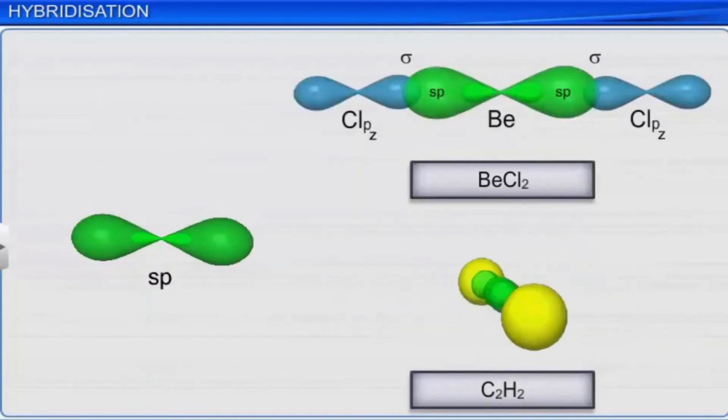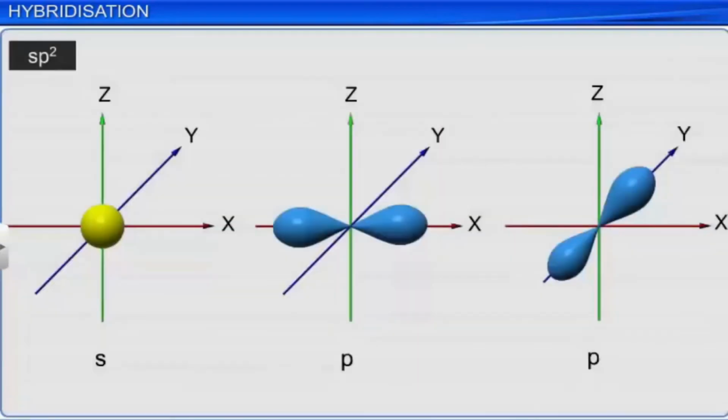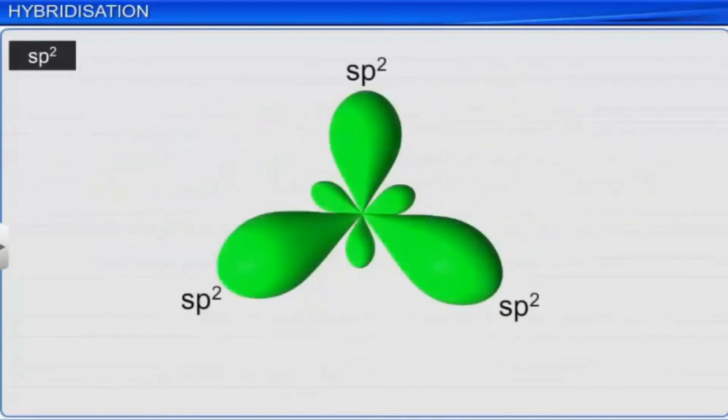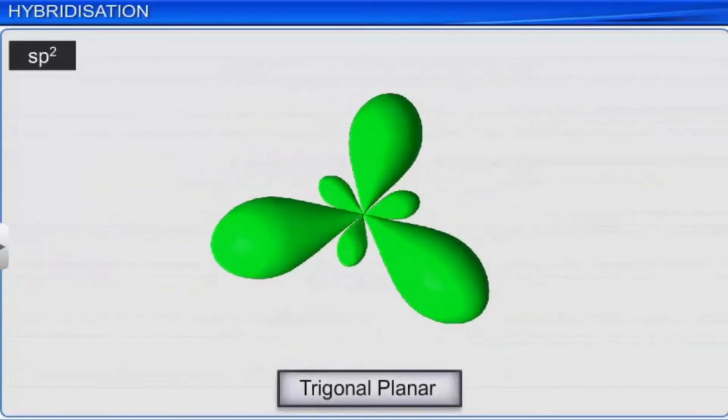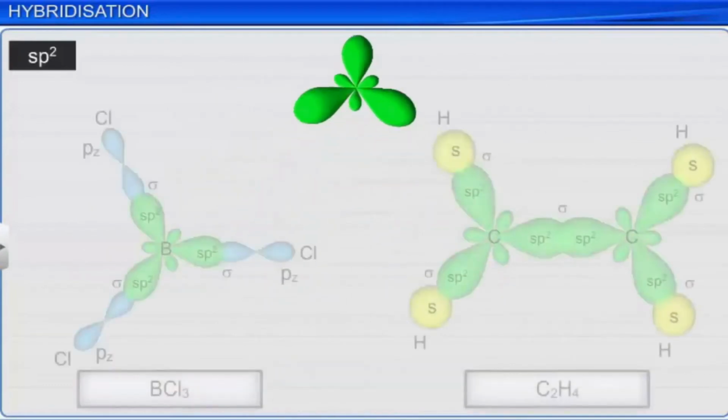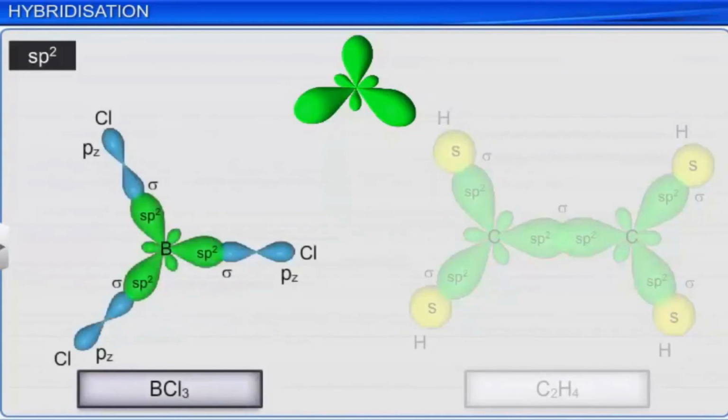In sp2 hybridization, one s orbital combines with two p orbitals to form three equivalent sp2 hybrid orbitals. They have a trigonal planar arrangement, and the angle between two orbitals is 120 degrees. Some compounds whose central atom displays sp2 hybridization are BCl3 and C2H4.